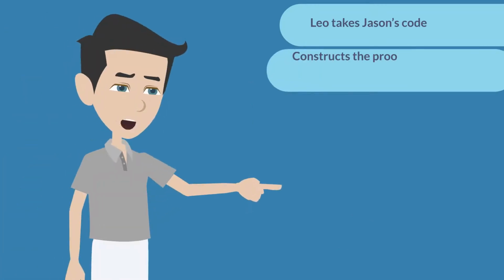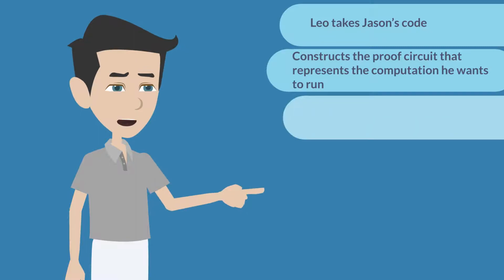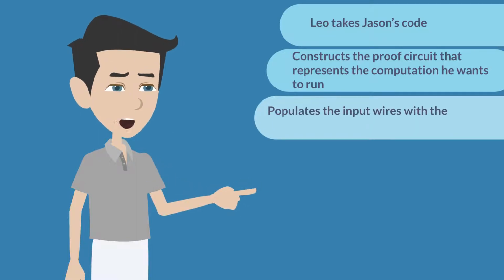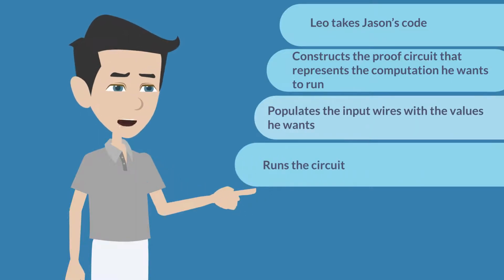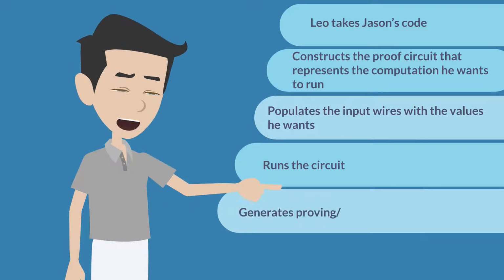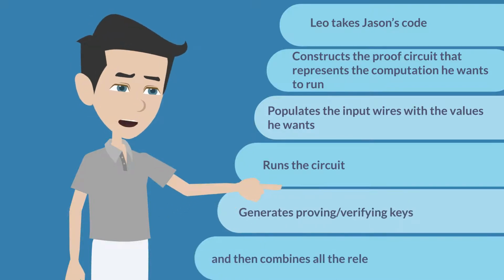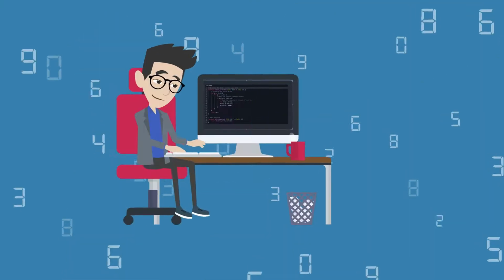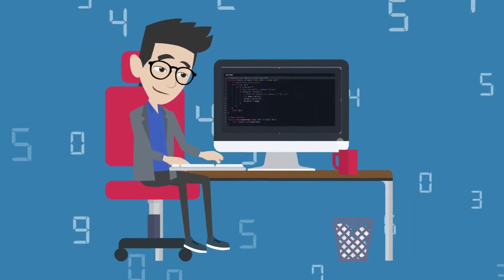Well, Leo takes Jason's code, constructs the proof circuit that represents the computation he wants to run, populates the input wires with the values he wants, runs the circuit, generates proving and verifying keys, and then combines all the relevant data into its ZKP. Leo outputs a proof when a computation runs correctly.